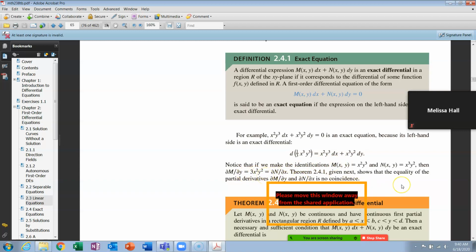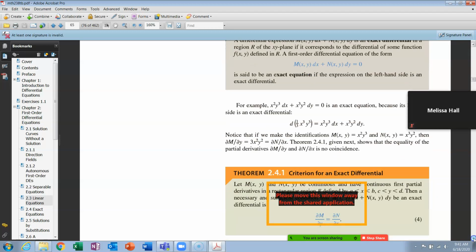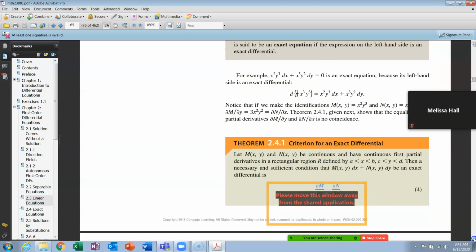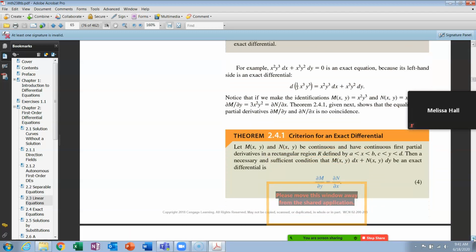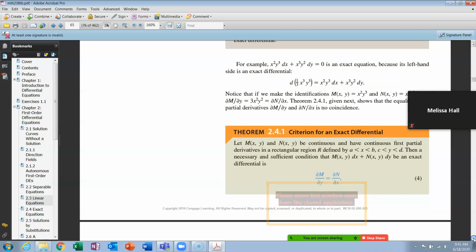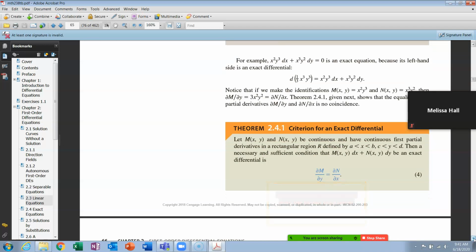We just noted these two partials are equal. This next theorem says that's no coincidence. That will be the case no matter what. So basically this gives you the test to see if you have an exact differential equation. Here's the theorem. This is also your test.